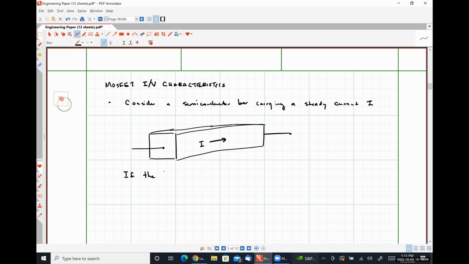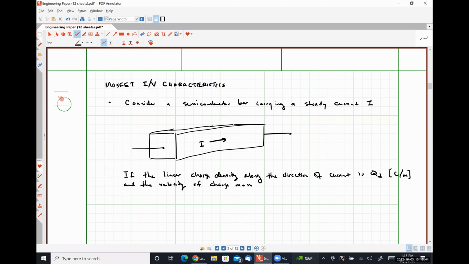If the linear charge density along the direction of current is QD, measured in coulombs per meter, and the velocity of charge movement is V, measured in meters per second, our current I is simply QD times V.